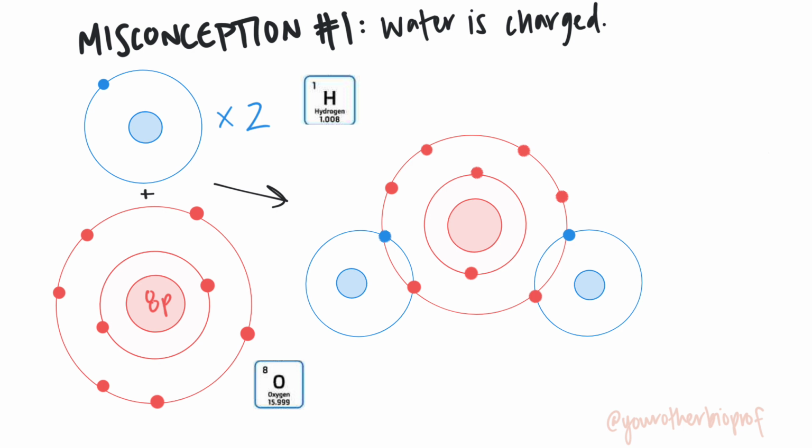What we do have are asymmetric charges across the water molecule, right? We've got a positive pole, a positive end of the molecule over here where the hydrogens are, and we've got a negative pole on the oxygen end. So not only does water contain polar bonds, individual bonds where electrons are shared unequally, giving us partial charges, but the molecule itself has polarity, right? It's got ends that are partially positive and partially negative. So we can correct our misconception by saying, no, water's not charged, but it is polar.